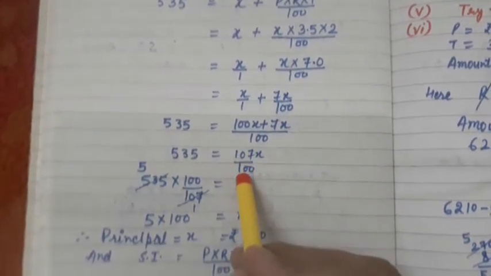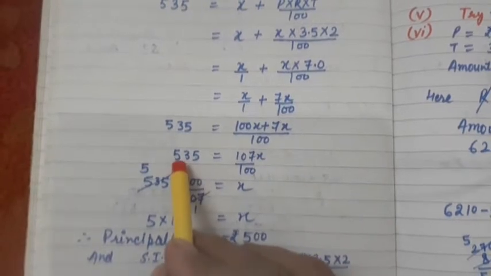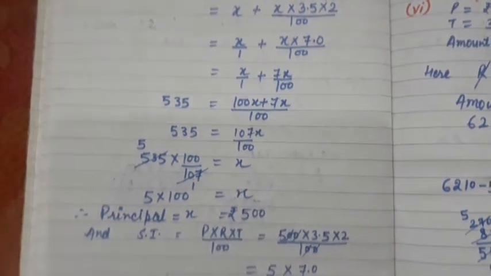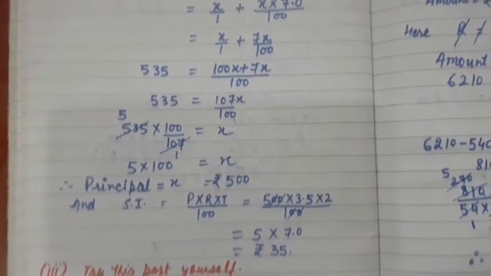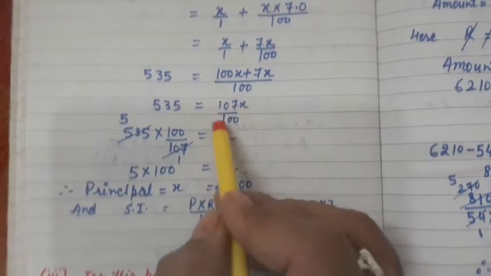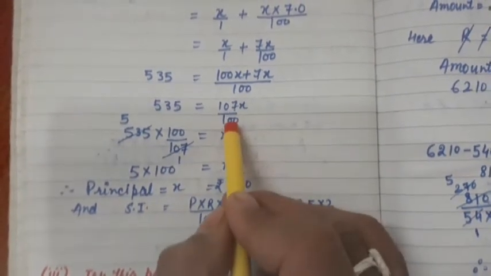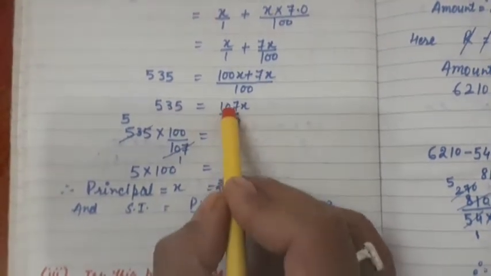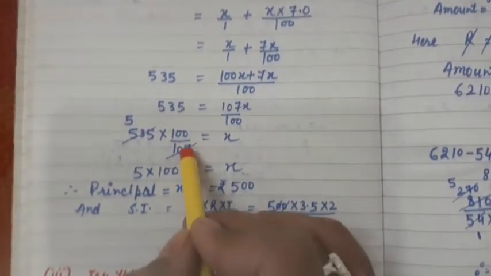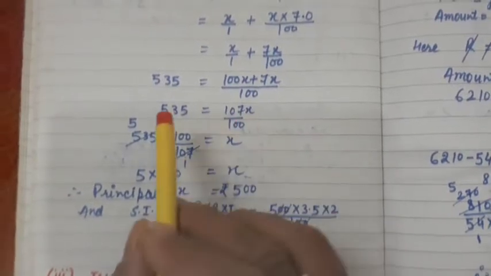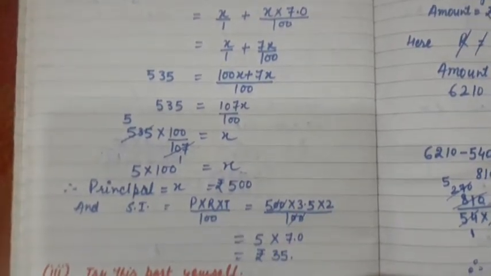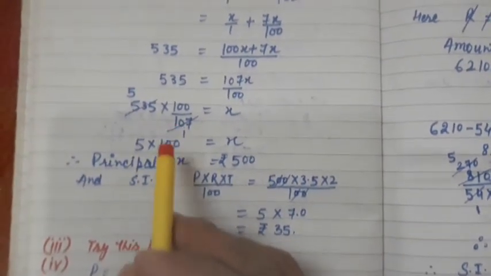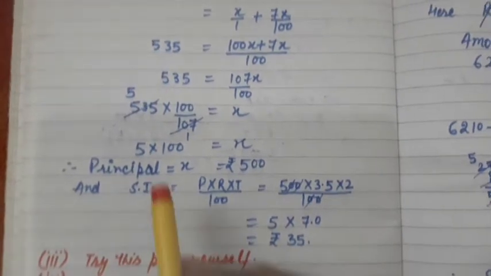So it becomes 107 upon 100 into x is equal to 535. Now for the value of x, we have done questions of linear equations. We have studied that when we take this coefficient to the other side, the 100 in the denominator goes into multiplication, in the numerator, and 107 in the denominator means the reciprocal of this coefficient when we take it to the left hand side.